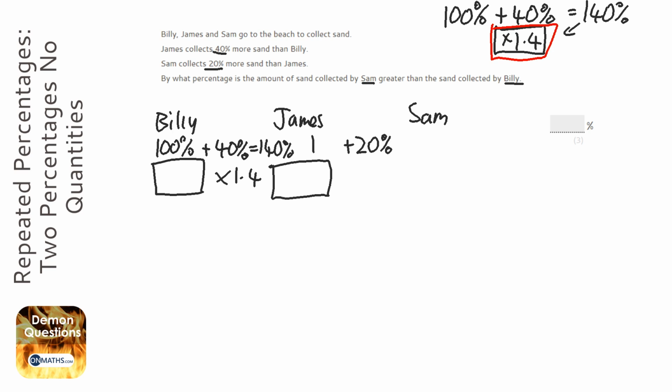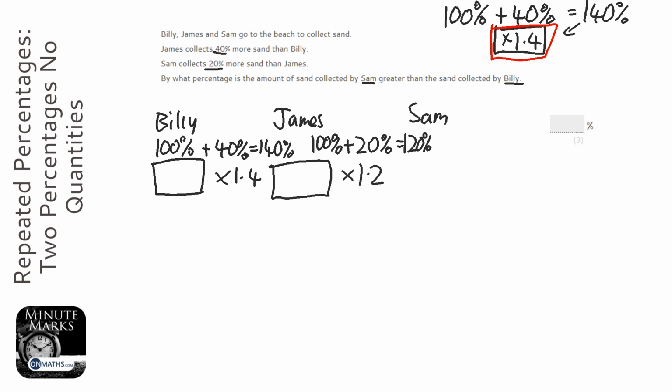Then, James has the 100%. We add 20% on to work out what Sam has, which is 120% of what James has. As a multiplier, that's going to be 1.2. So we're going to times James's amount by 1.2 to work out Sam's amount.